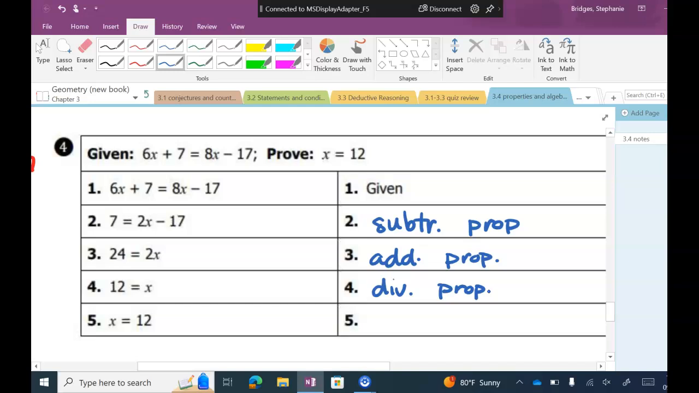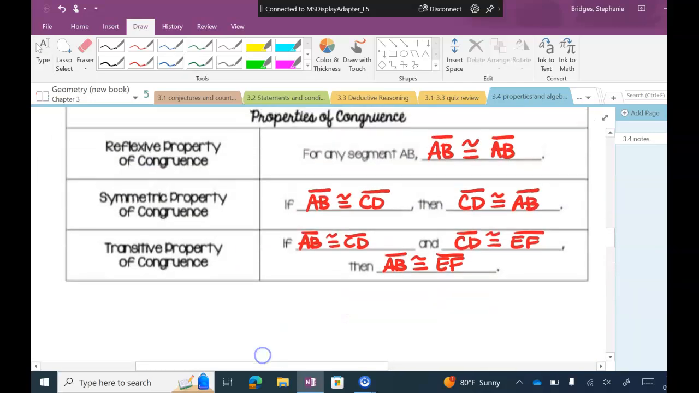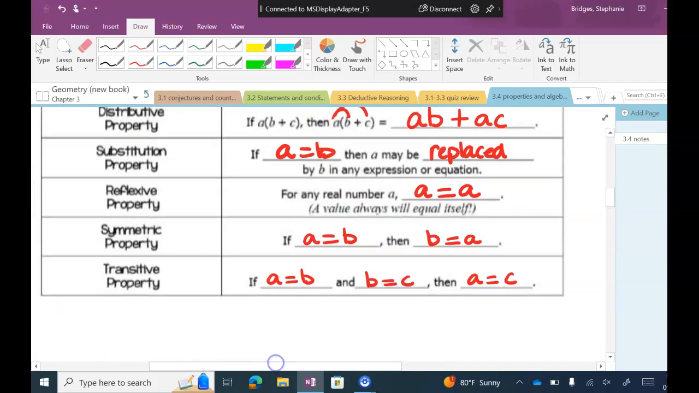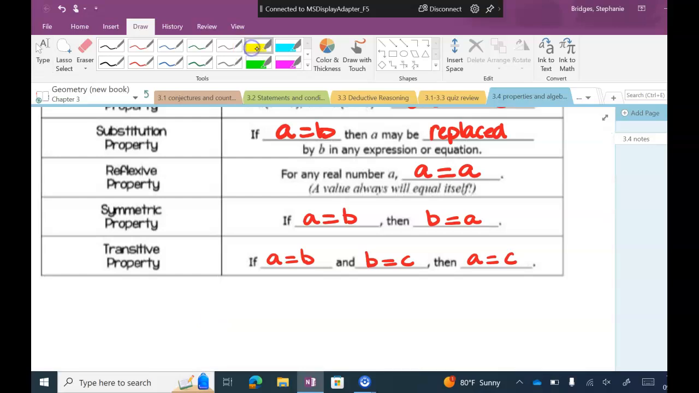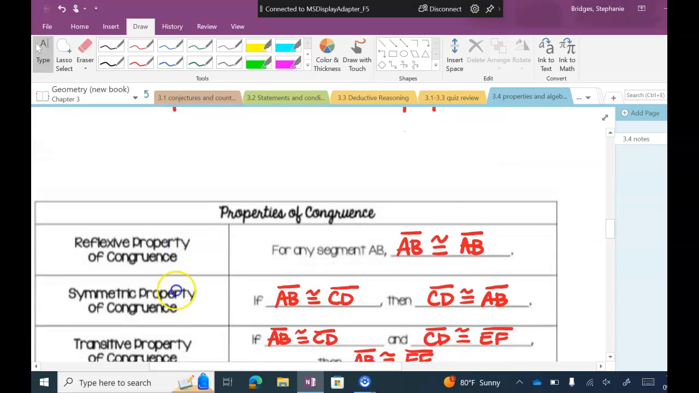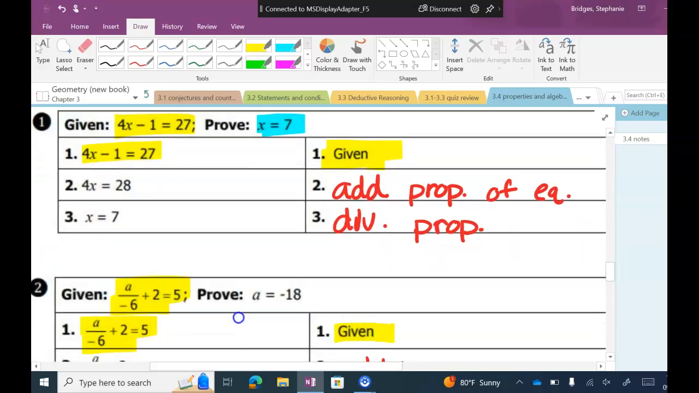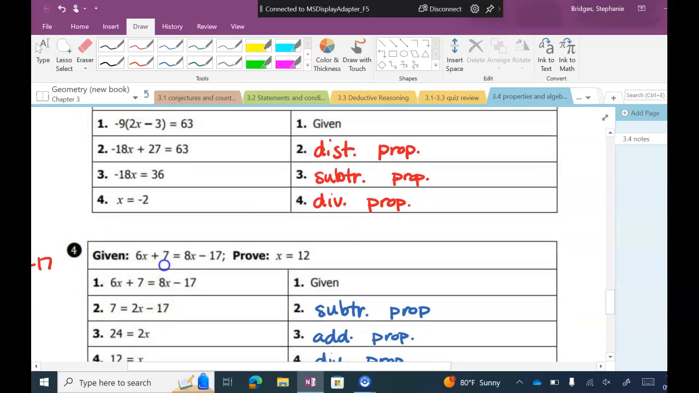To go from 12 equals x to x equals 12, I basically just switched them around. What property says I can do that? Symmetric. If you look back at your symmetric property, where'd it go? Right there, yeah. If A equals B, then B equals A, you just switch those around. That is the symmetric property of equality. You don't really have to put the of equality as long as you put the symmetric property.